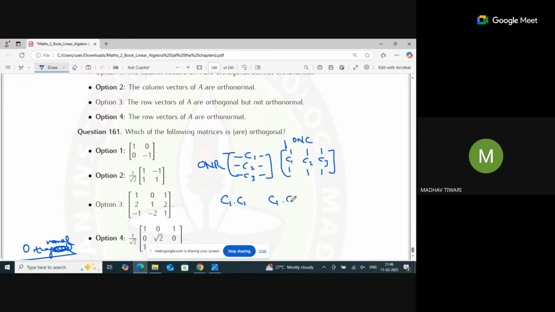So C1 dot C2, C1 dot C3, and C2 dot C1, C2 dot C2, and C2 dot C3, then C3 dot C1, C3 dot C2, and C3 dot C3. So this one will be 1 because columns are orthonormal, right? This one will be 1 and this one will be 1, and the rest will be 0, 0, 0, 0, 0, 0.